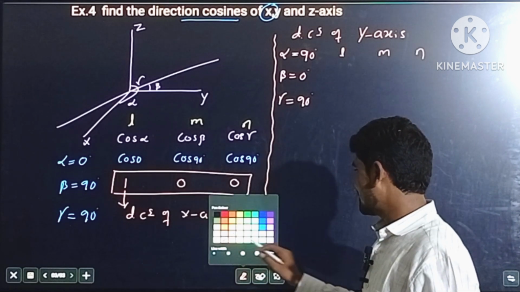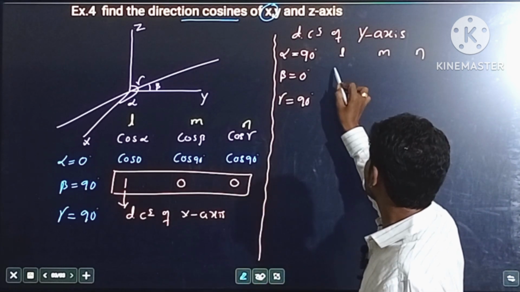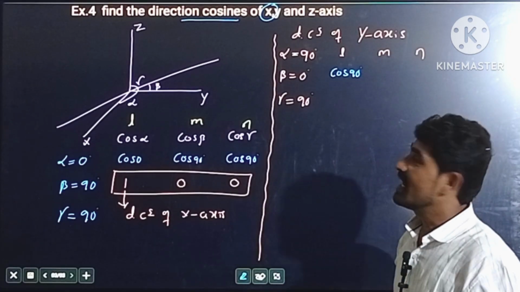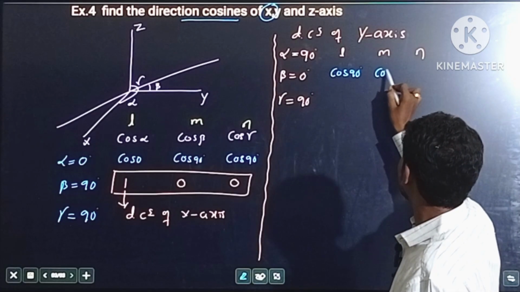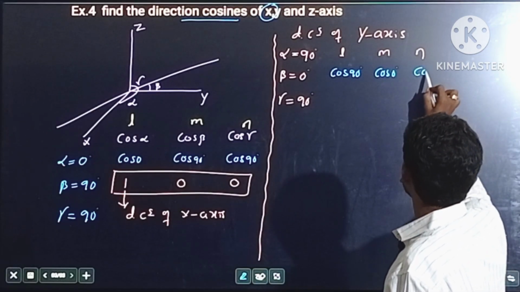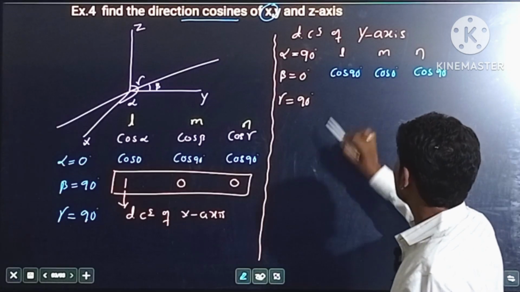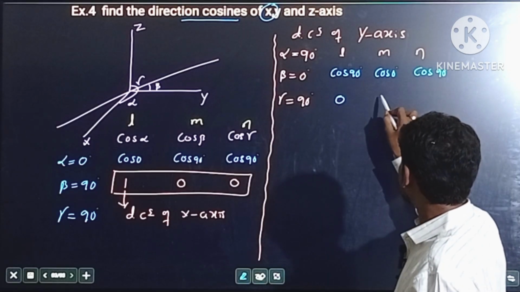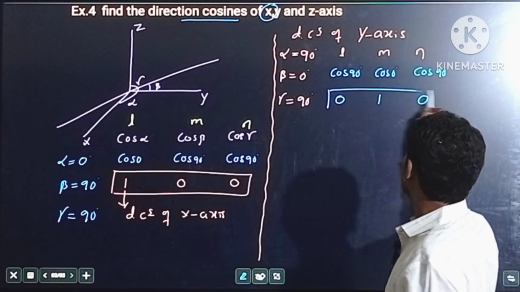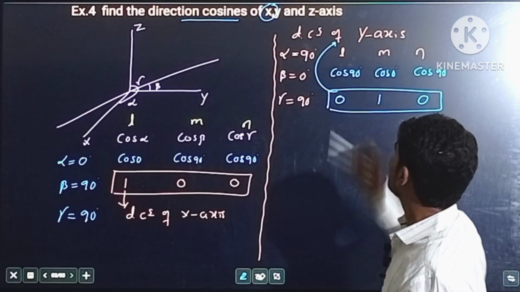The value of L is cos alpha, that means cos 90 degree, and the value of M is cos beta, which is nothing but cos 0, and the value of N is cos gamma, that is cos 90 degree. The value of cos 90 is 0, cos 0 is 1 and cos 90 is 0. So these are the direction cosines of the y-axis.